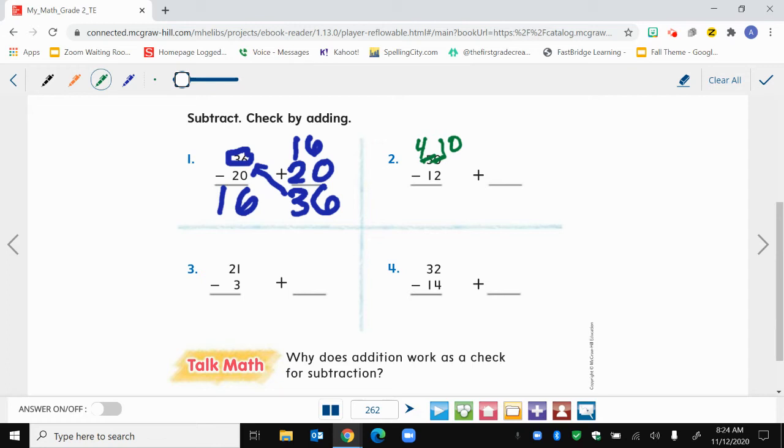So 10 minus 2, if I have 10 and I take 2 away, how many would I have left? 8, right? And then on the 10 side, 4. Hold up 4 fingers and take 1 away. How many do I have left? 3. So 50 minus 12 is 38.